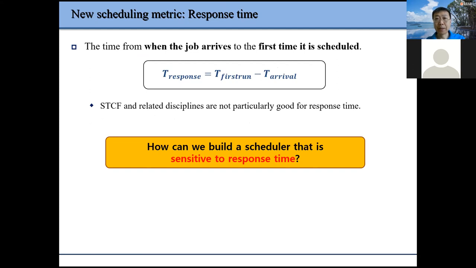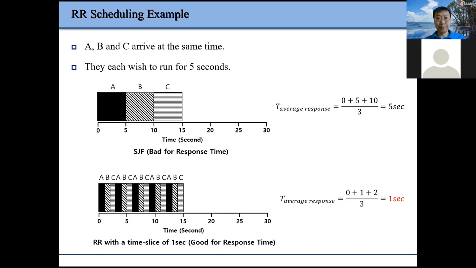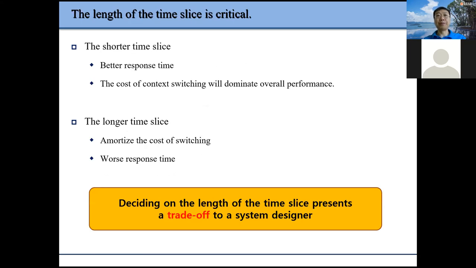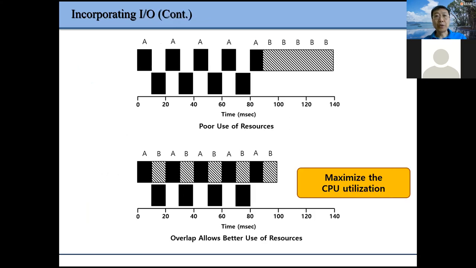Response time is first running time minus arrival time. To optimize this one, we can do round robin scheduling. As I mentioned before, we have a time slice. We schedule each job based on this time slice, and after it is used up, we schedule another one in a round robin manner. We also talked about some trade-offs. Finally, we need to consider I/O, because when we do I/O, the CPU is idle. It's better to interleave our I/O operations with computation, so we can better utilize the CPU.